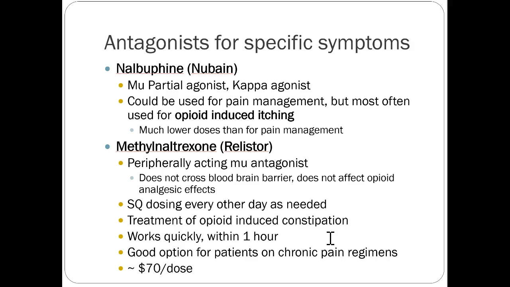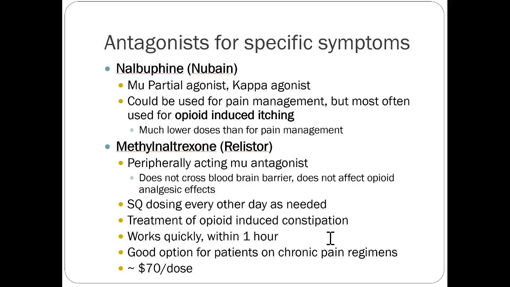Methylnaltrexone is Relistor, which is a newer drug. It's kind of a cool medication. It's the only drug on the market that really works like this. It's a sub-Q dose every other day, and it's specifically designed for people on chronic opioids for constipation. So basically, you take it every other day until you have a bowel movement, and it's been proven to be pretty effective. And again, it's kind of the only one.